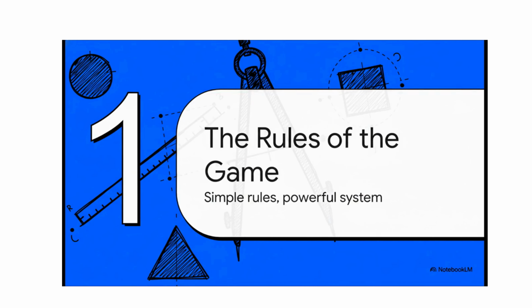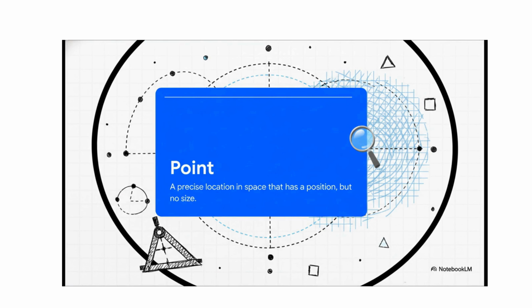That's it. Now, to play this game, you only need to understand 3 really simple ideas. But from these 3 little building blocks, believe me, we can construct an entire universe of perfect shapes. So first up, we have the point. Think of it as a pure idea of a location. It tells you where something is, but it has no size at all. It's an infinitely small dot.